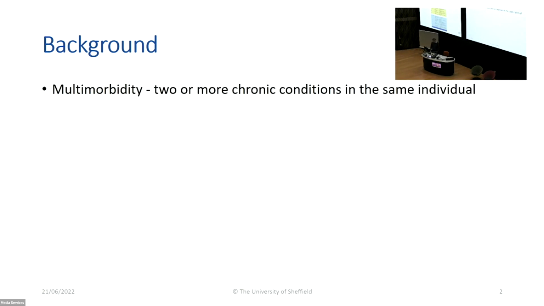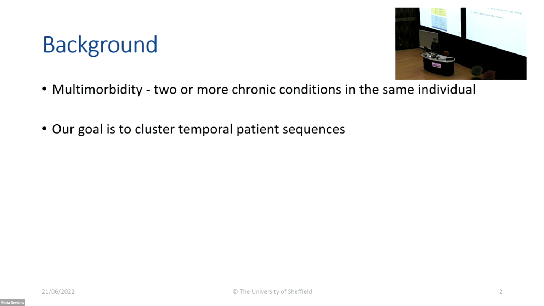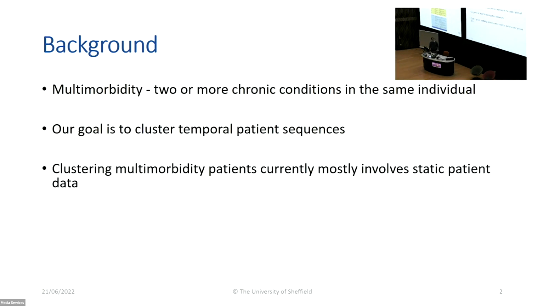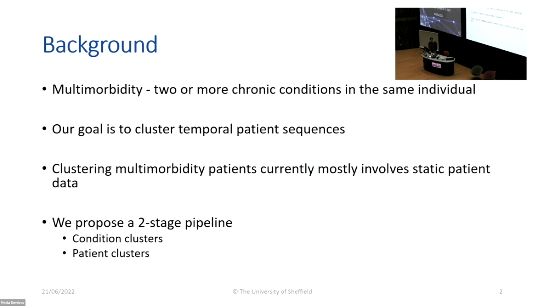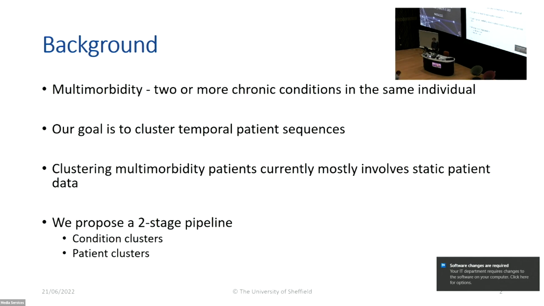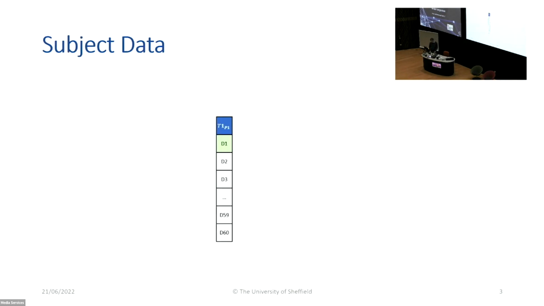To investigate this, we cluster temporal patient sequences. At the moment in the literature, most clustering of multimorbidity patients is done using static data. However, our goal is to cluster the temporal patient sequences because multimorbidity evolves over a long period of time, and this allows us to better investigate how this evolution occurs. To tackle this, we propose a two-stage pipeline. The first stage involves clustering conditions, and the second stage involves clustering patients.